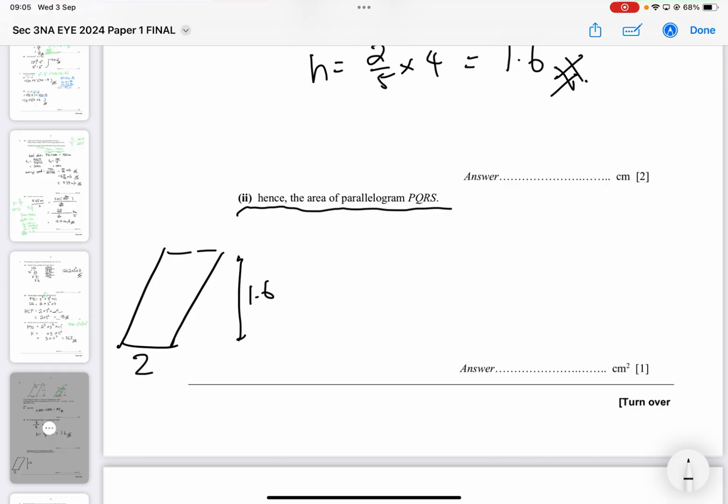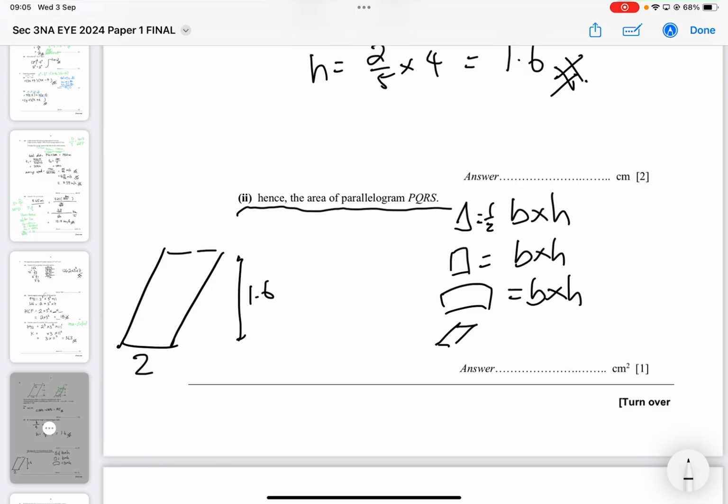Last question already. Area of parallelogram. In your syllabus, all your area except circle is base times height. Every shape is base times height. Triangle is half base times height. Square is base times height. Rectangle is base times height. Parallelogram is also base times height. Your trapezium is also base times height. All the shapes are base times height.